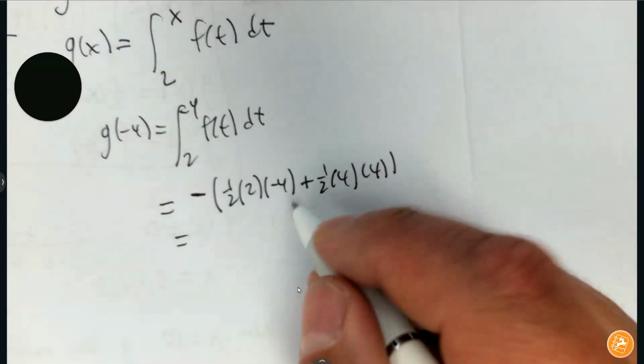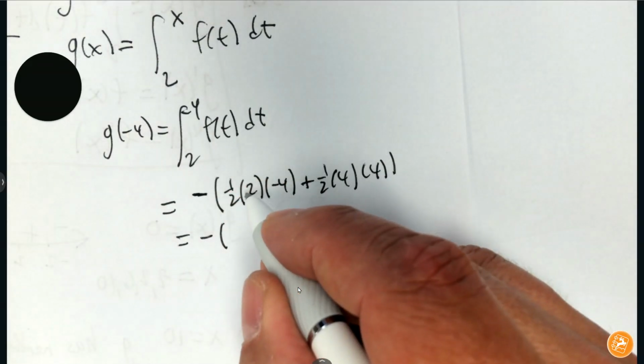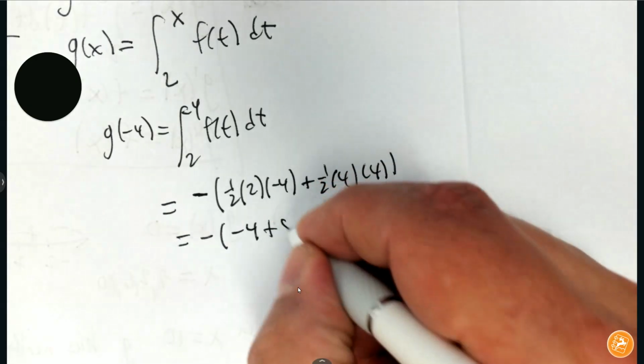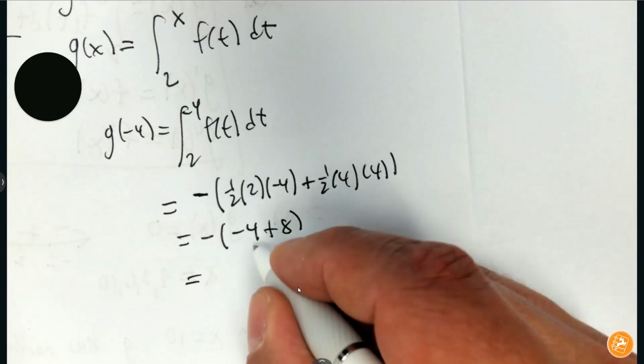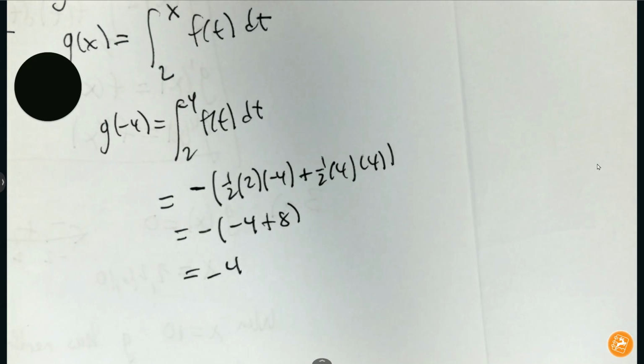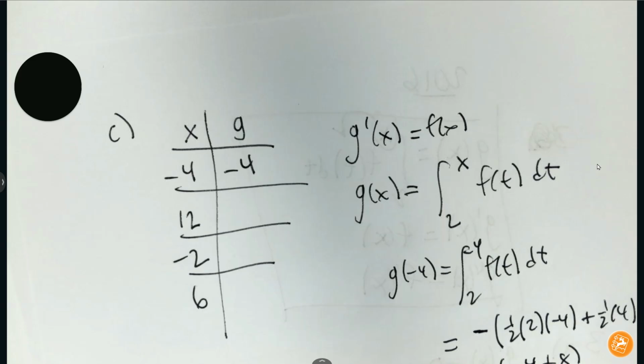So if I simplify this, -8, I have my negative in front. So half of -8, half of 16, that's +4, and then the negative in front makes it -4. So we have a value. Now we have to do that for each one.